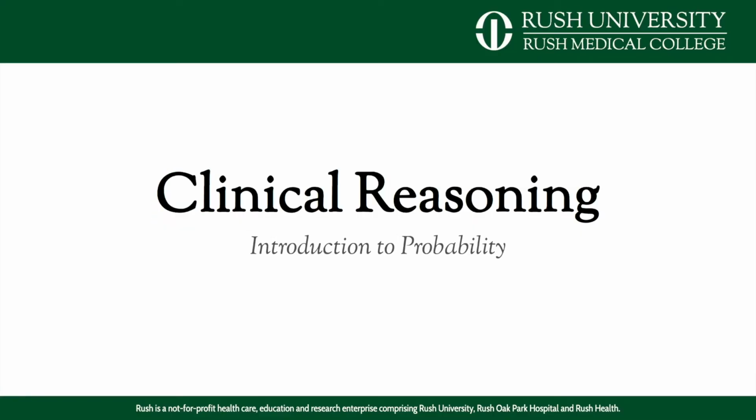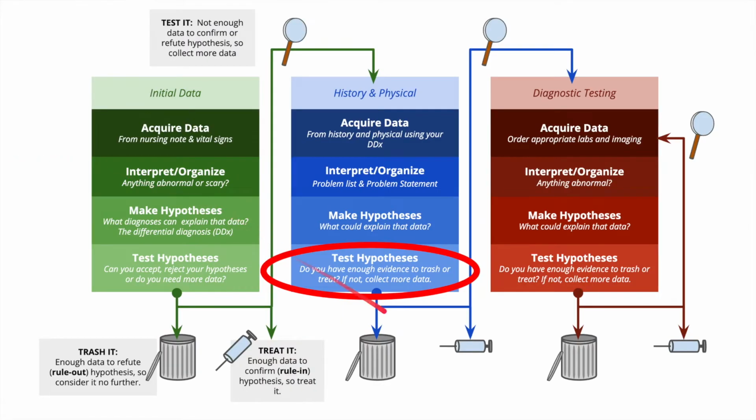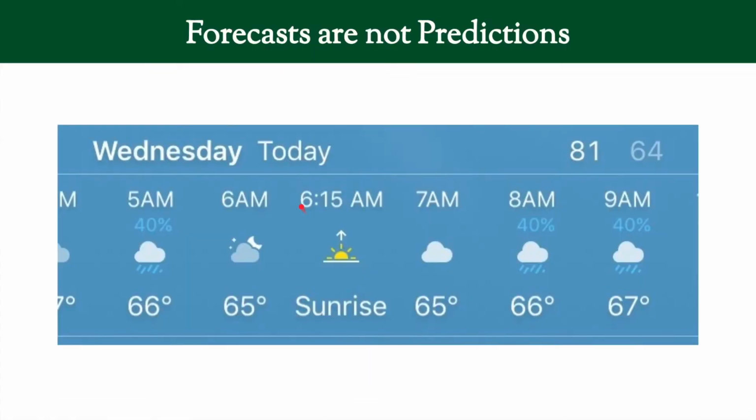Okay, in this video we are going to talk about probability, and that's going to fall really in this part, testing hypothesis. And so why don't we start with a rain forecast. Today there was a forecast for rain, and at 5 a.m. there's a 40% chance of rain.